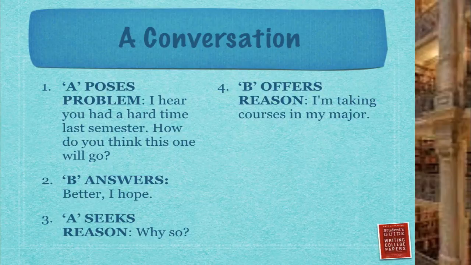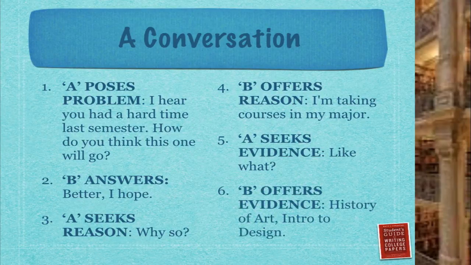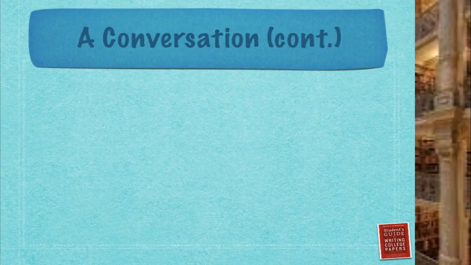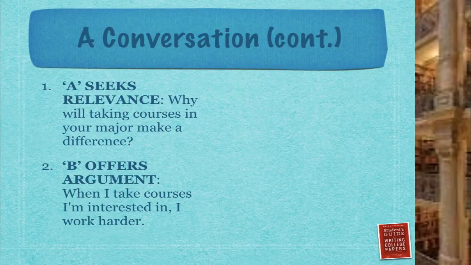A is now looking for evidence. There's reason, now they want evidence. Like what? So B offers some evidence. History of art, intro to design. Now A seeks relevance because A doesn't understand the connection between the reason and the evidence. So A asks, why will taking a course in your major make a difference? B offers an argument. When I take courses I'm interested in, I work harder.